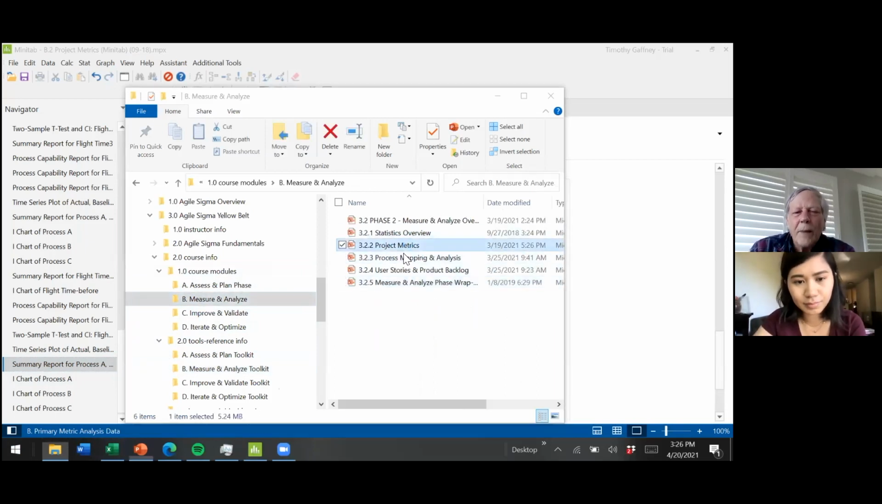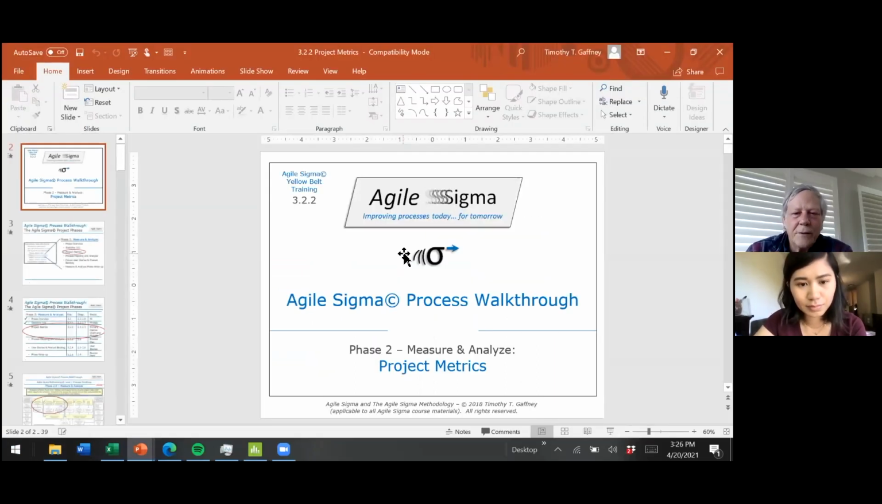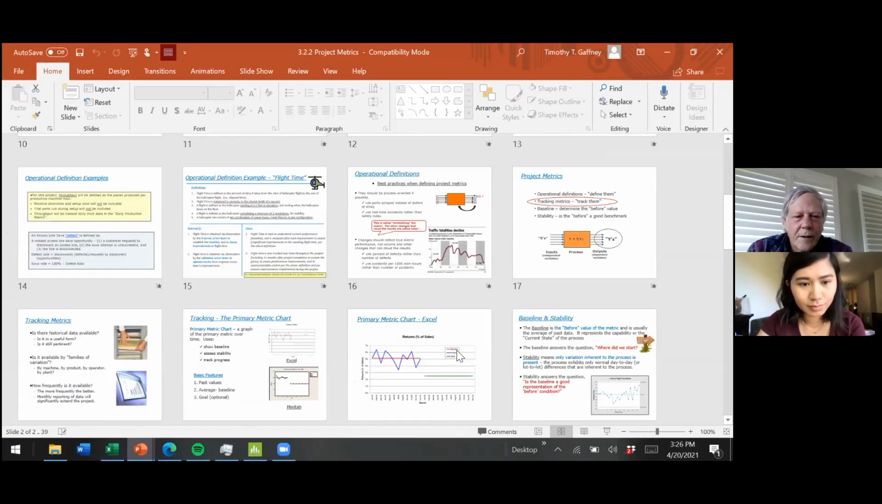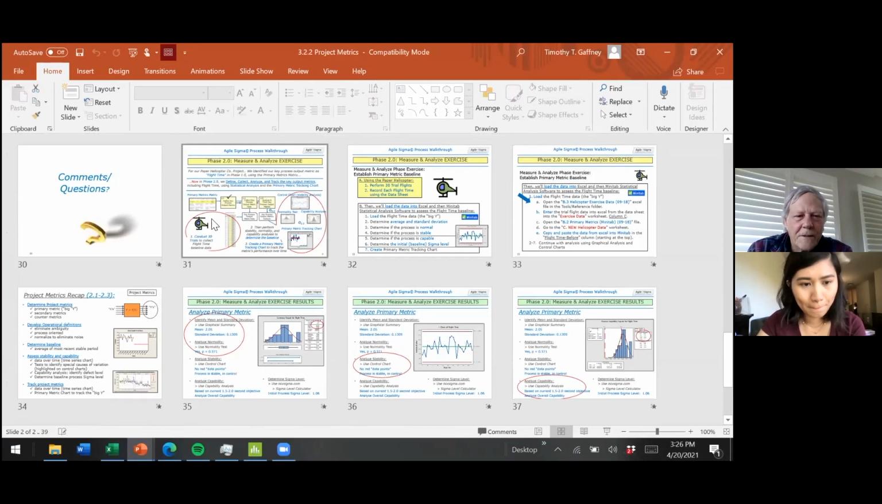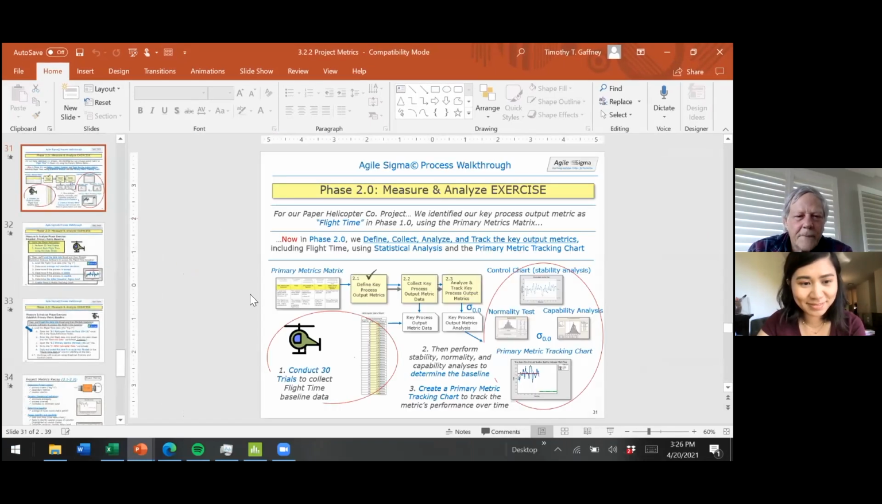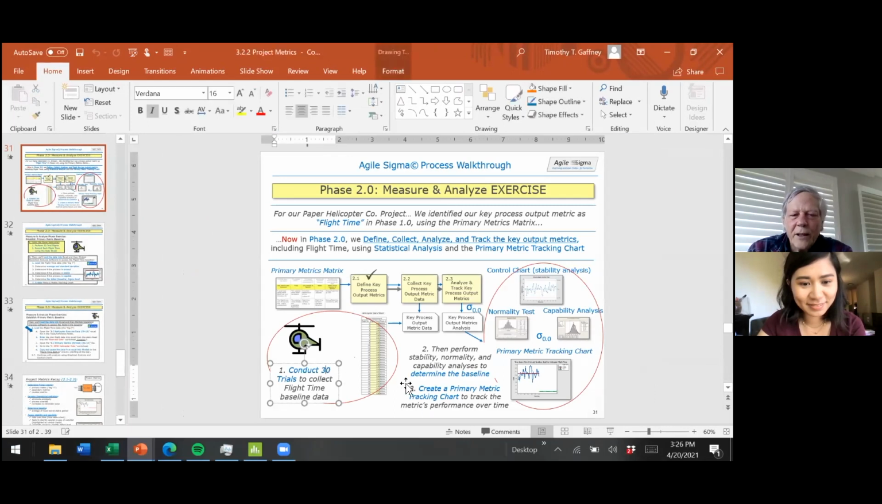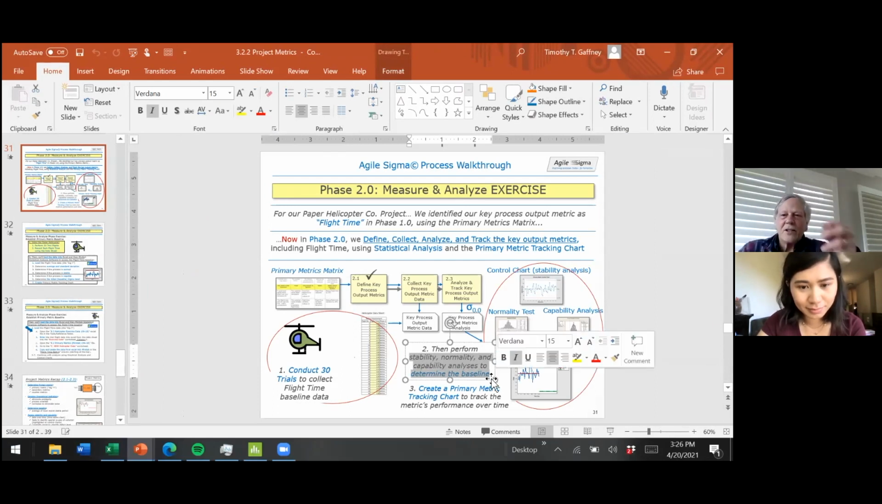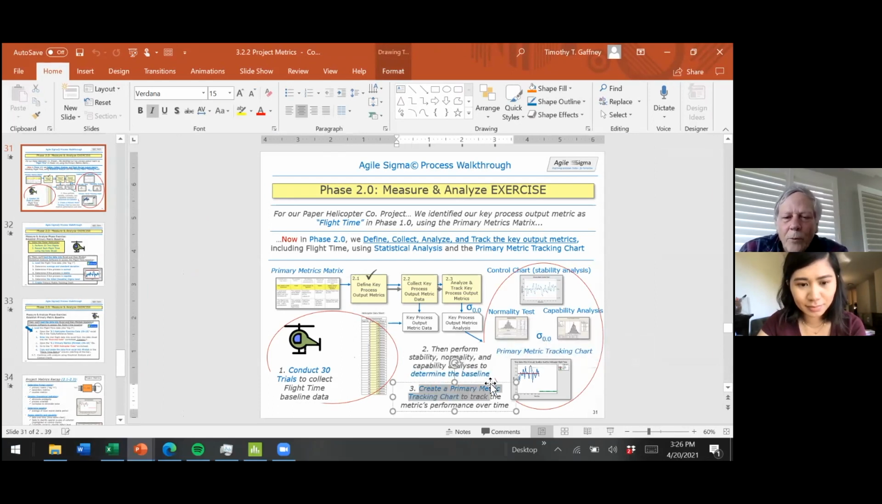Then within the project metrics, in addition to that brief introduction to Minitab, we do an exercise where we do our paper helicopter test. And we conduct the 30 trials, we collect the flight data, then we perform our stability, normality, and capability tests. We'll add capability to the tests that we run now on our patient to find out how healthy they are. And then we created the primary metric chart a minute ago, so we won't do that, but we did do that. It looks like that.